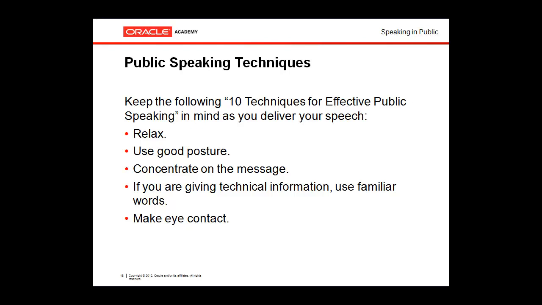Concentrate on the message. Stay focused on what you want to say. Don't be distracted by things around you. If you are giving technical information, use familiar words. You won't impress with technical jargon that no one understands. Make eye contact. Look at your audience, find a few friendly, supportive faces, and use their attention to make your point.